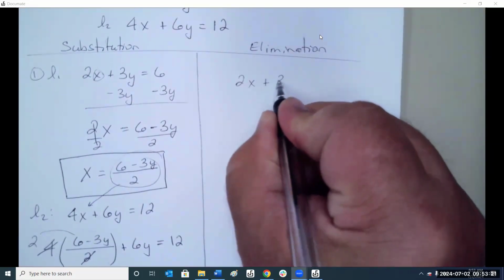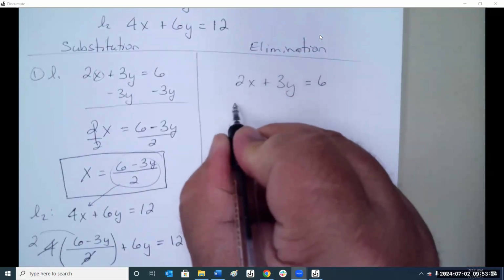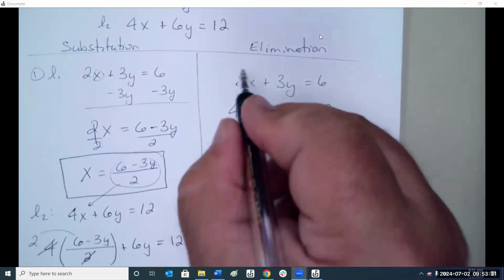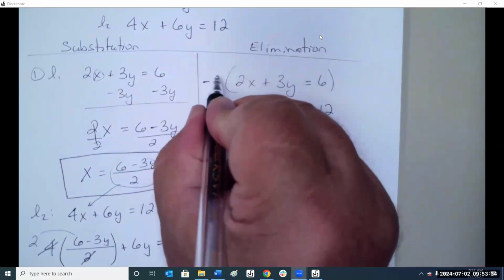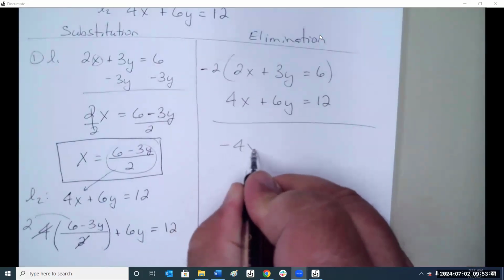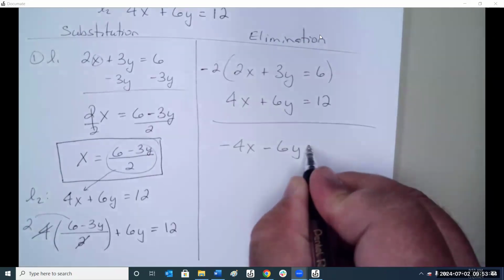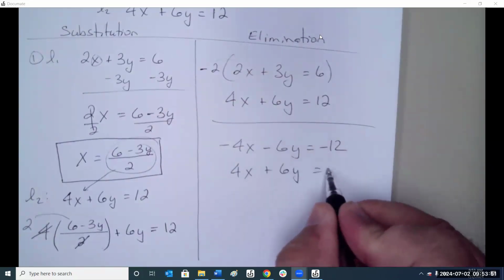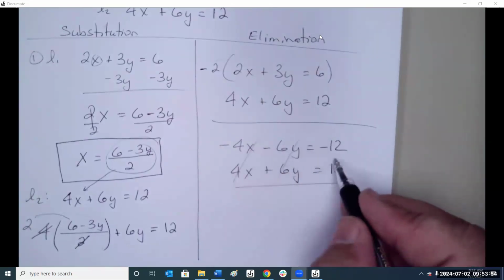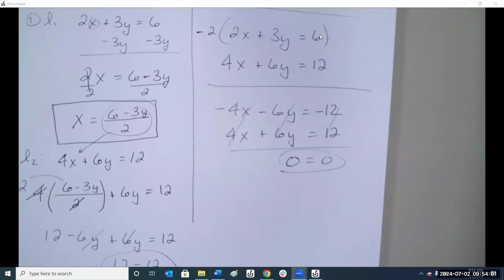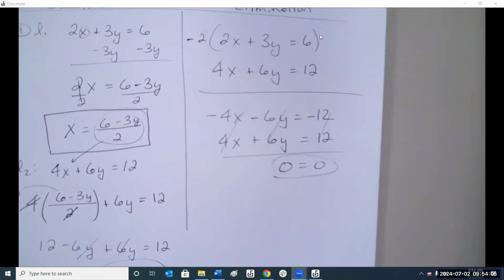Yeah, it's a lot more apparent with the elimination method. Multiply the top one by negative 2. Get negative 4x minus 6y equals negative 12. Second one stays the same. 0, 0, 0. So clearly, you see that elimination method is a lot easier to do, and it gives us the answers much faster.